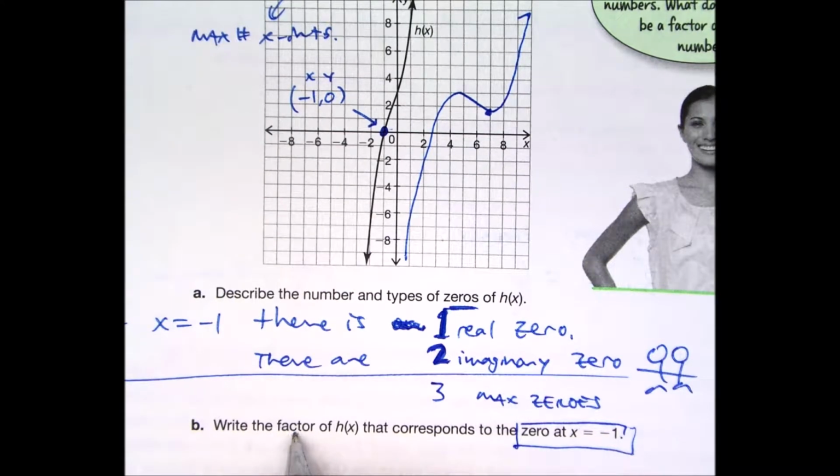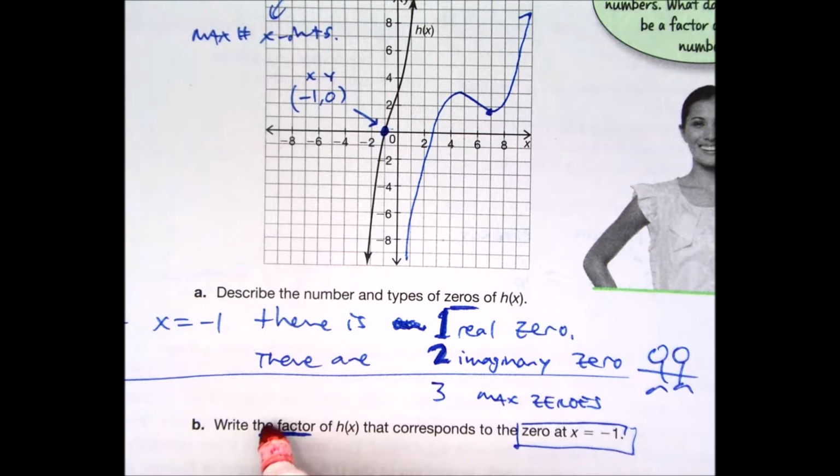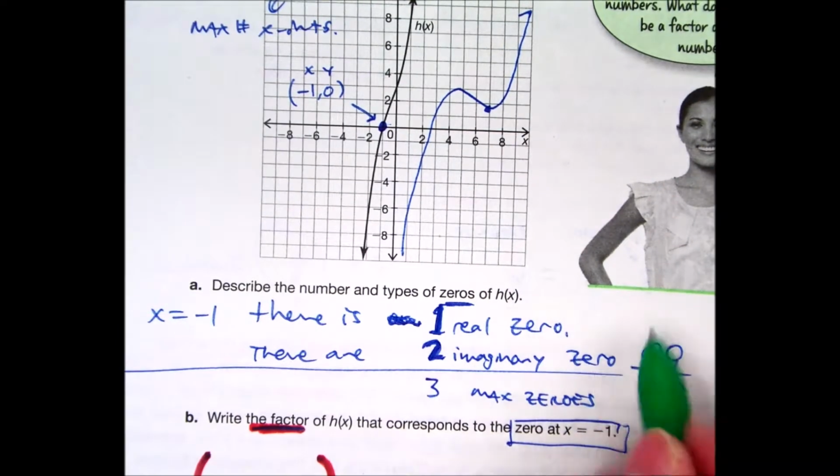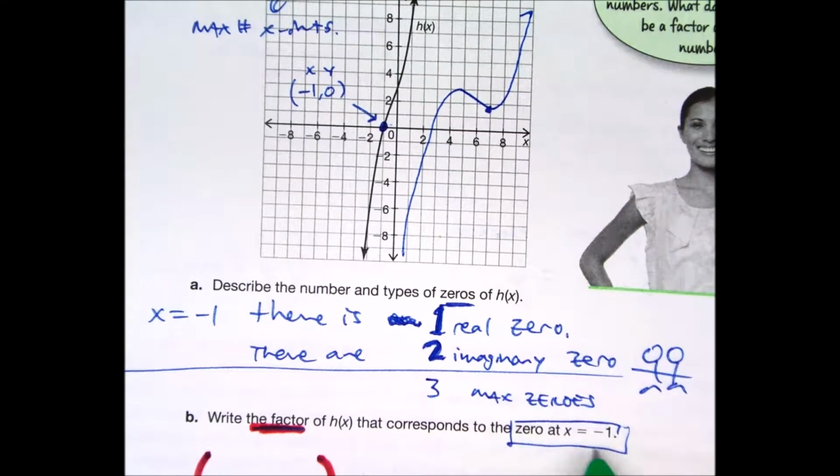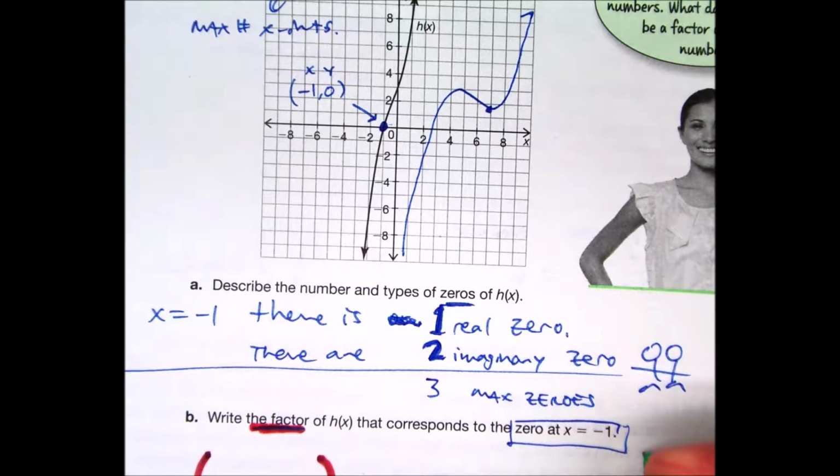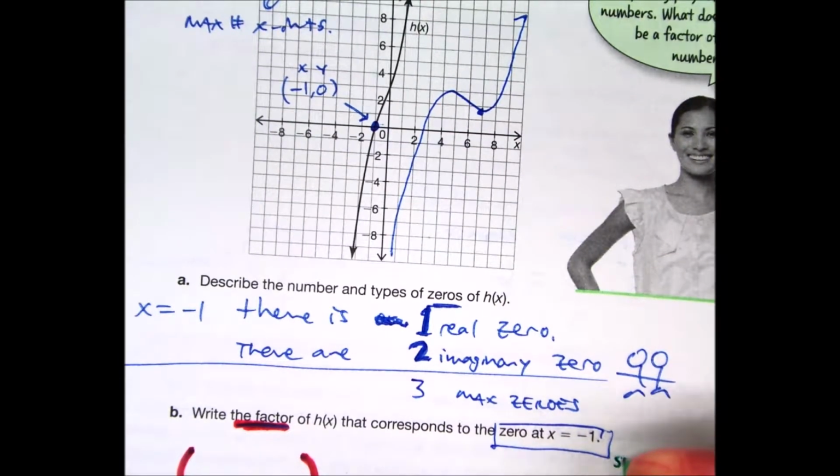So I want to write this as a factor. Factor basically means you have parentheses. Now this is not an ordered pair. Okay? So how do you write this as a factor? Well, notice how it says x is equal to -1. I want you to set it equal to 0. Let's write that. Set equal to 0.